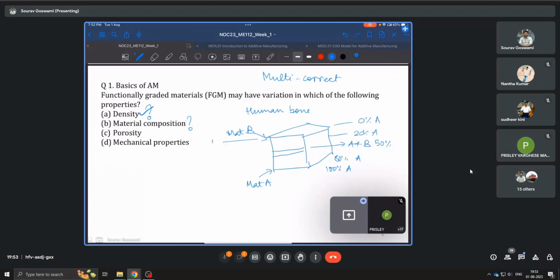Similarly for B, this is 100% B, 80% B, 50, 20% B. So yeah, it is possible. It can have a variation in material composition. Porosity, true, because often density is decreased by adding porosity. And as some of the students have already pointed out, the change in mechanical properties can also be achieved. So all four are correct.